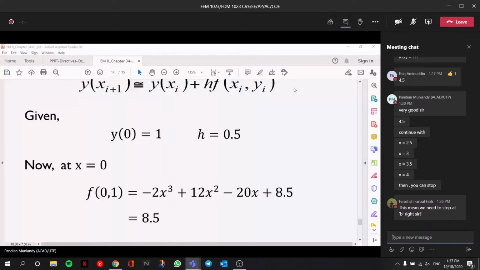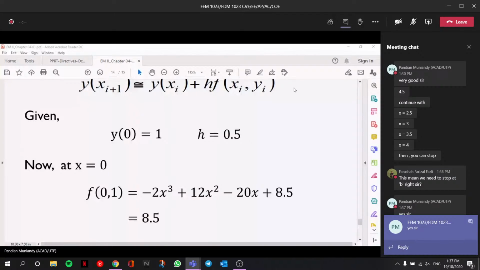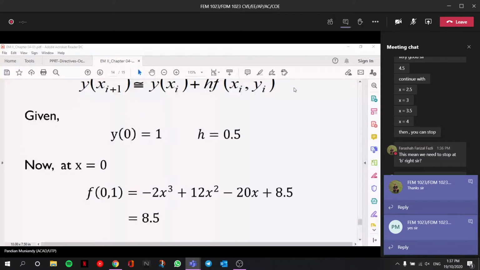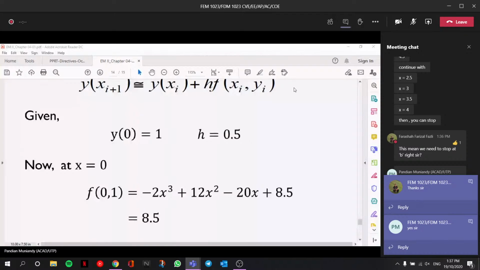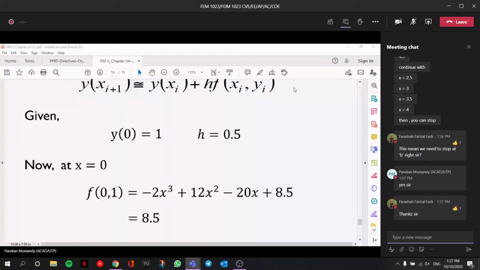This means we need to stop at B. Yeah, x is B, x is A, y is B. After that, no need, because you asked to do from x0 to 4. So it's a very long process. From 0 to 4, you have 8 iterations. So this is a very lengthy process.